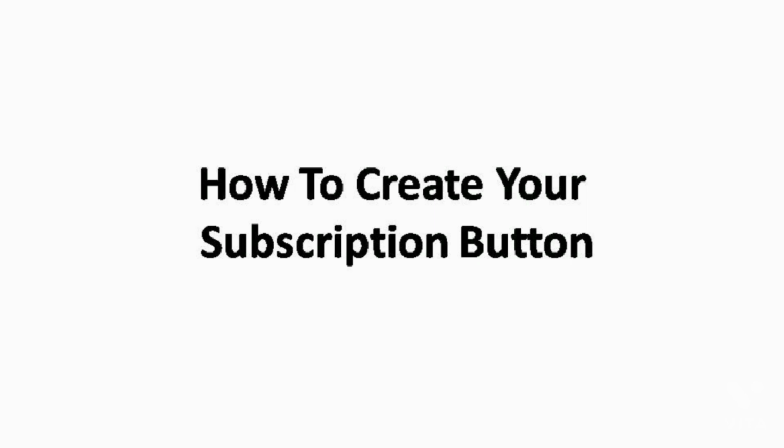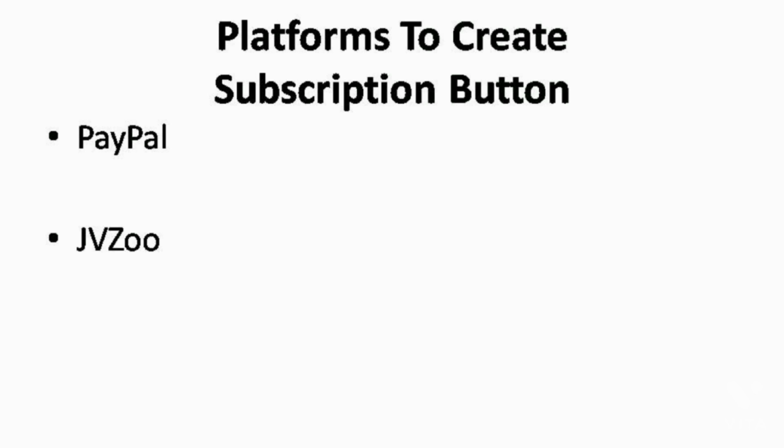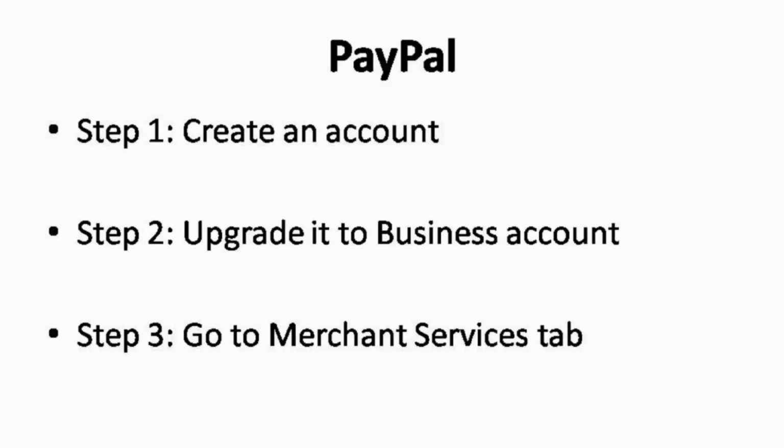So let's get started. First and foremost, I'm going to recommend 2 platforms that you could possibly use to create the subscription button. Both of these platforms are the most common checkout place that the internet marketers are using nowadays, and they're none other than PayPal and JVZoo. To create a recurring subscription button from PayPal and JVZoo is extremely easy. You only need to go through a few steps. With just a few clicks, you're done.